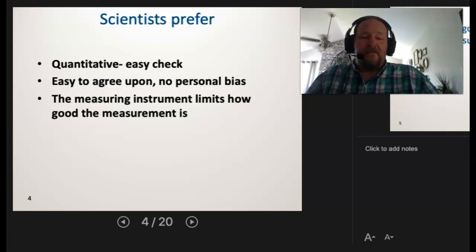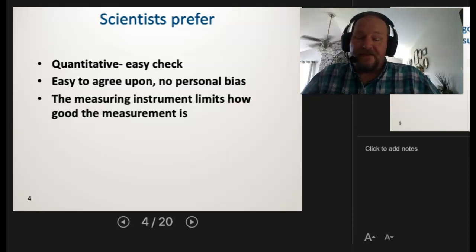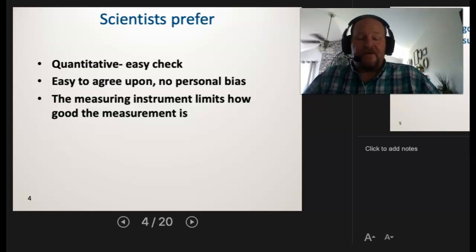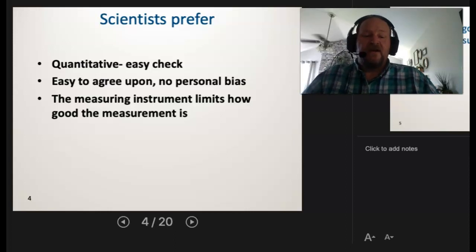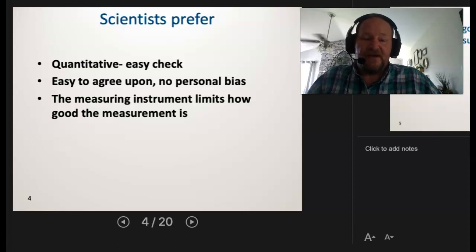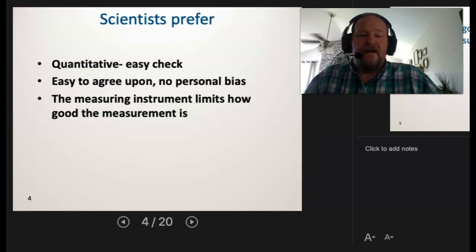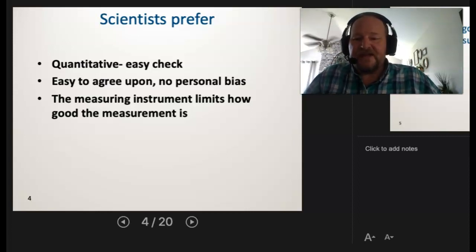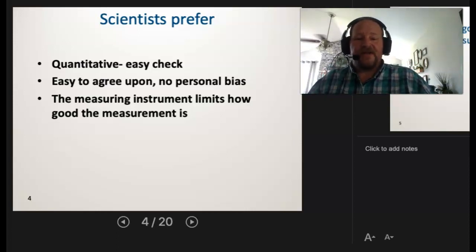Now, the only problem is that the measuring instrument is going to limit how good the measurement is going to be. So in other words, when we look at a number and say, okay, here's a value that we've measured and I've used 100 degrees Fahrenheit. Well, was it 100 degrees Fahrenheit? Is it 100.0 degrees Fahrenheit, 100.0000 degrees Fahrenheit? That number and where those decimal zeros are coming from is going to be strictly based upon the instrument itself. The instrument will limit how good that measurement can be.